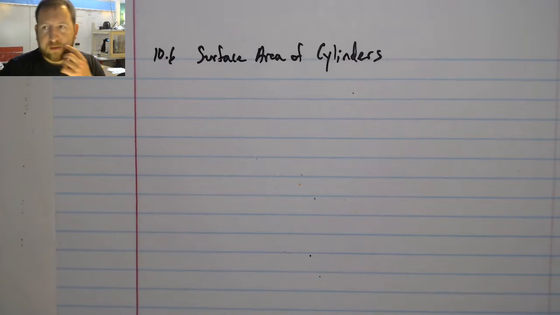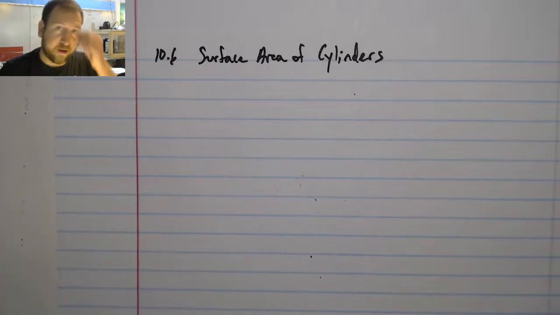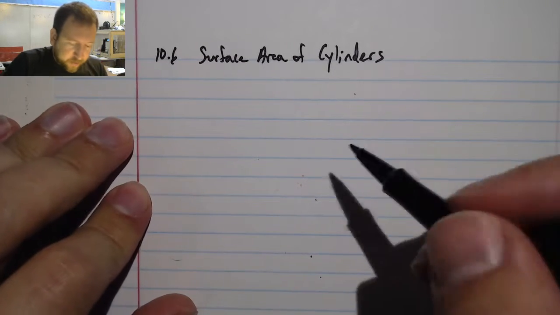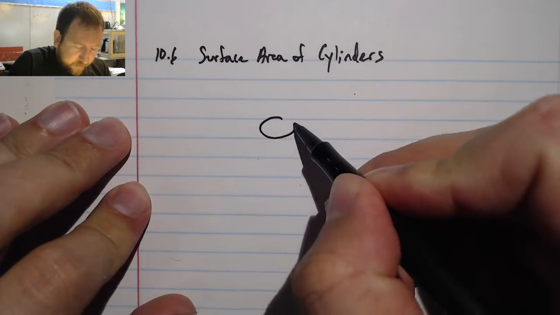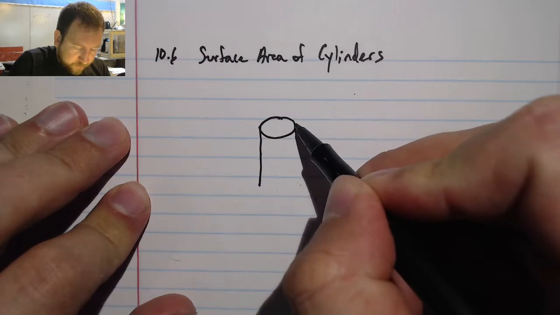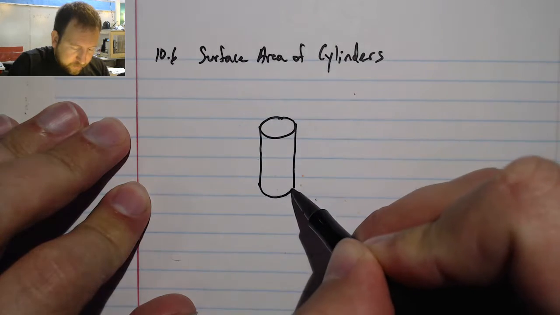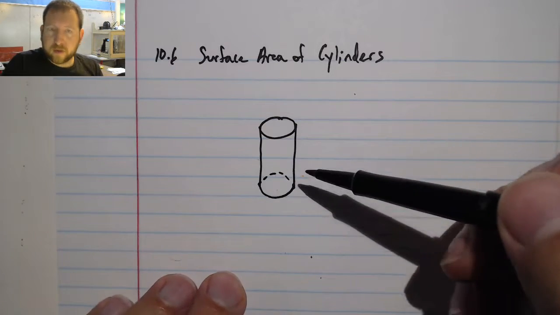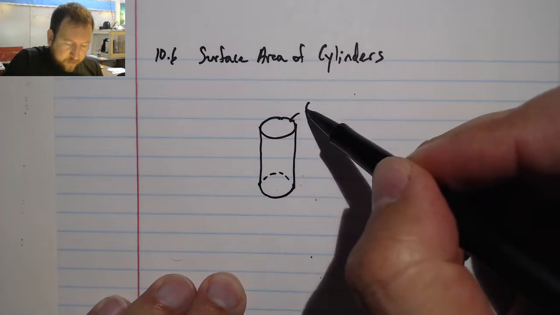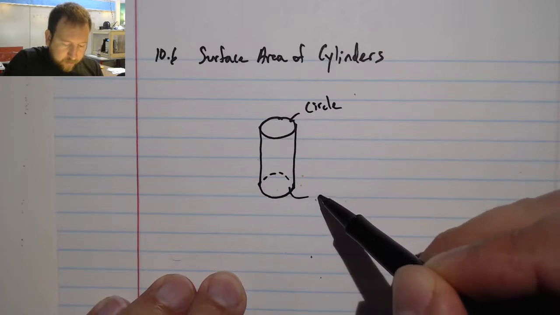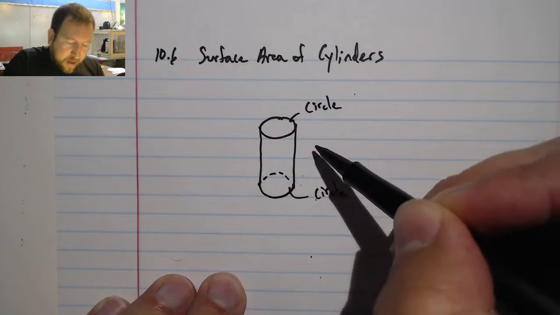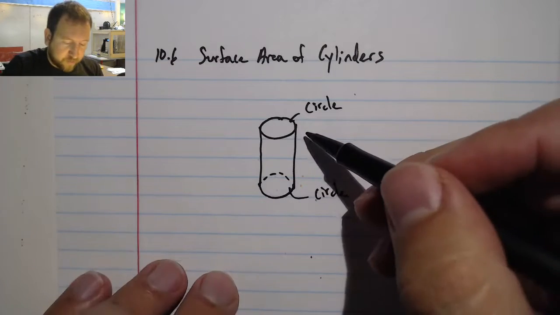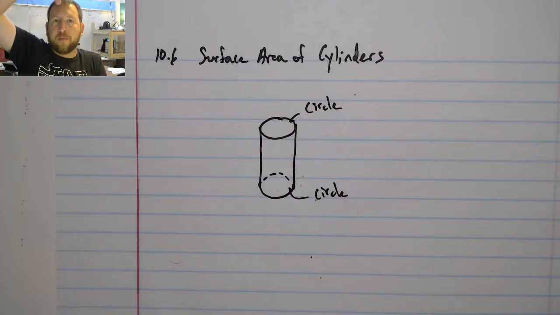Alright, I want to talk about section 10.6, surface area of cylinders. Just like with the other shapes that we've been looking at, we're going to take a look at the cylinder, which, if you recall, looks like this. It's a three-dimensional shape, and it has a circle on top, a circle on the bottom, and there's kind of a space in between them. They kind of extend up through space.